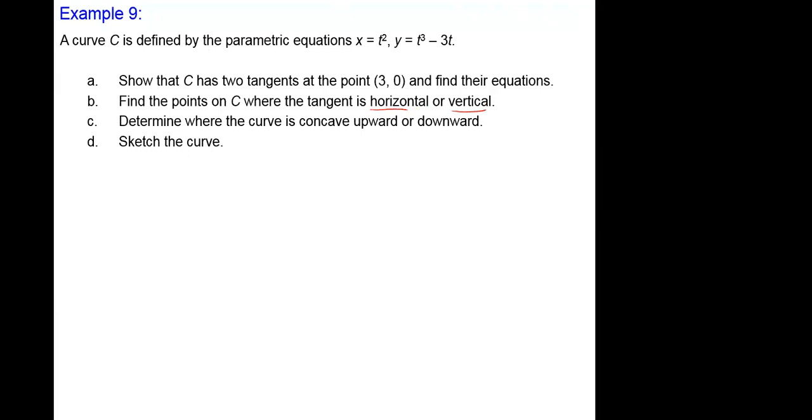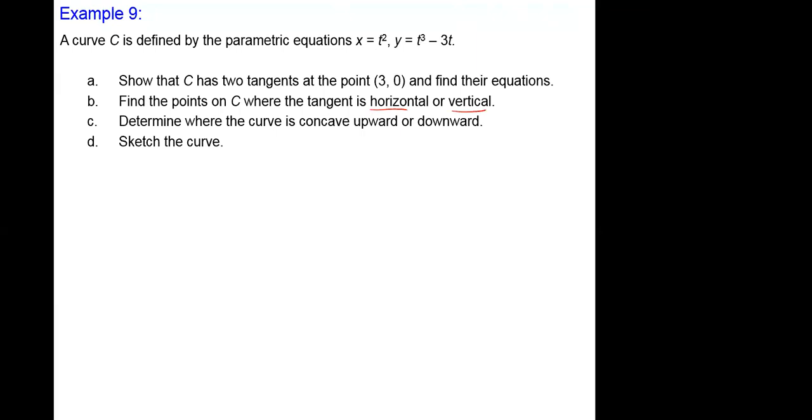Okay, we have parametric equations: t squared for x, t cubed minus 3t for y. And we have a few parts. The first one is telling me that I have to show that this curve has 2 tangents at the point 3, 0. 2 tangents. I mean, I can probably guess that the curve is intersecting, right? And I know that it's intersecting.